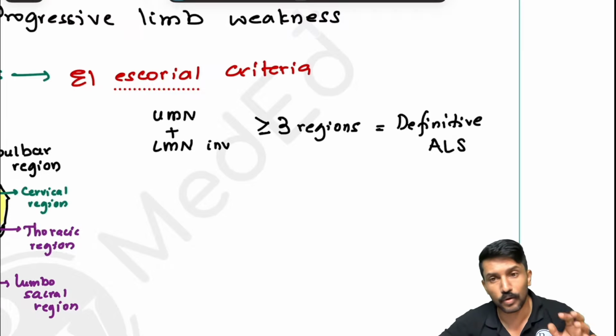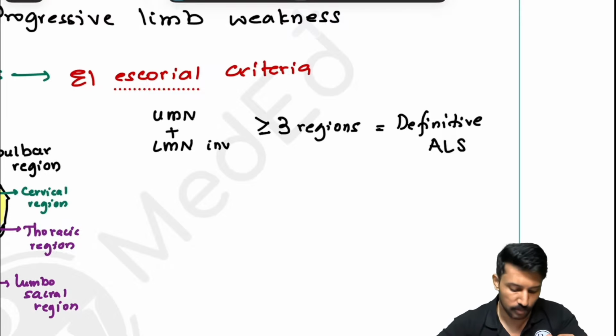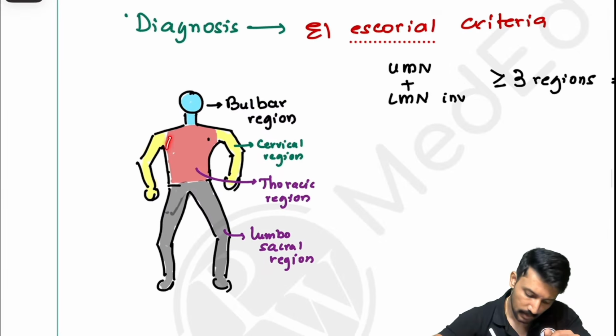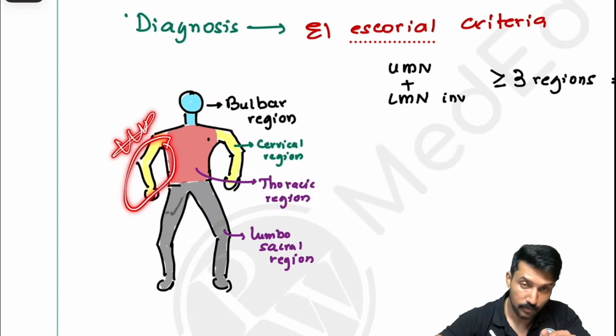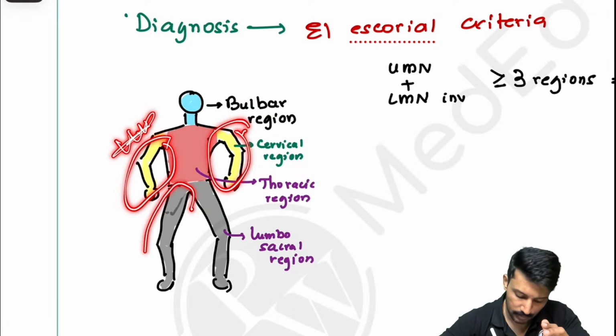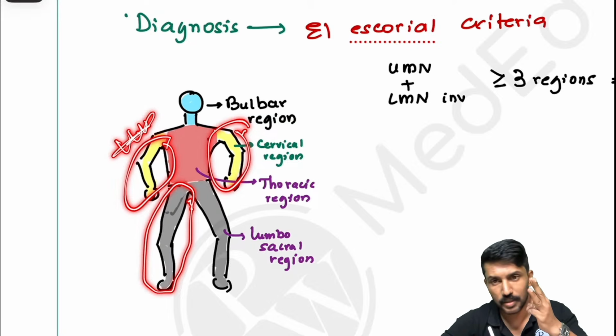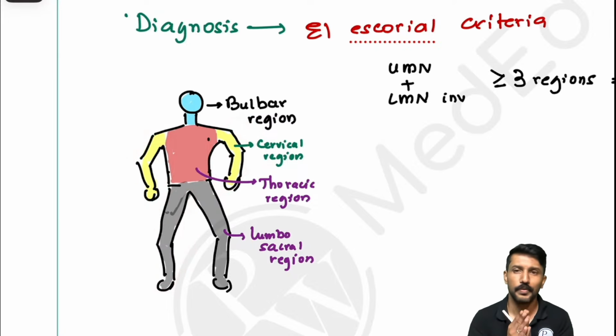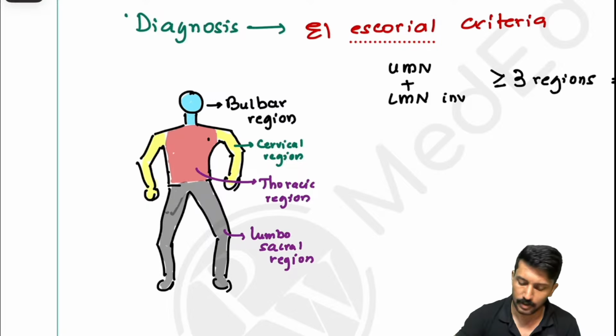But if 3 or more regions show LMN and UMN involvement, for example, the right upper limb shows LMN and UMN involvement, 1 region done. Left upper limb also shows it, 2 regions done. Then the left lower limb also shows it, 3 regions done. It is a case of ALS according to the El Escorial criteria.